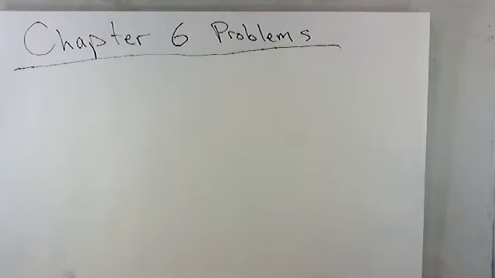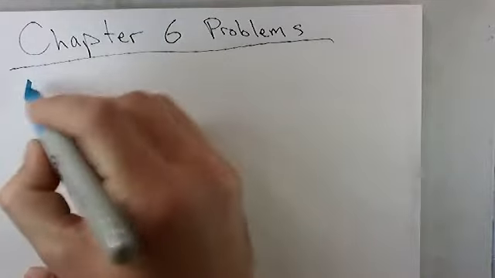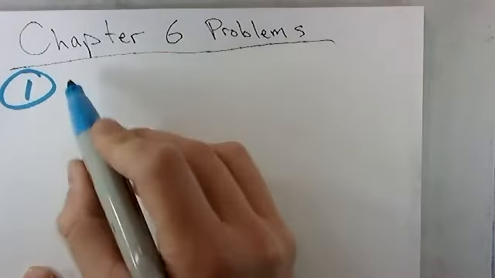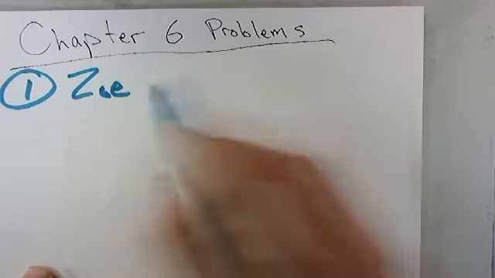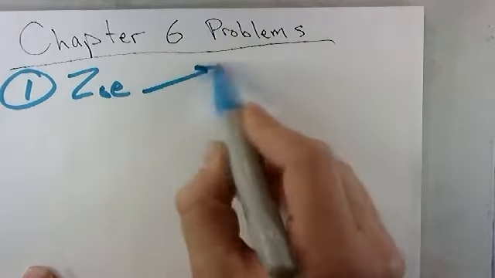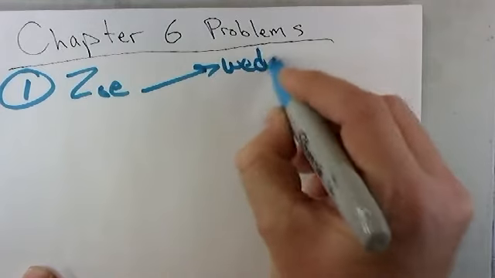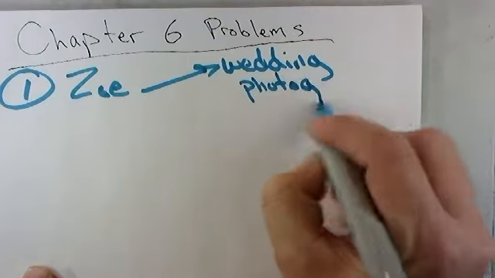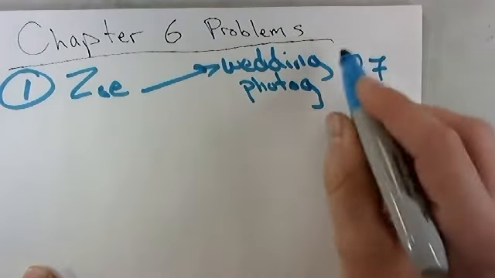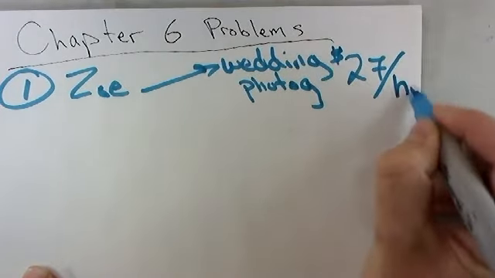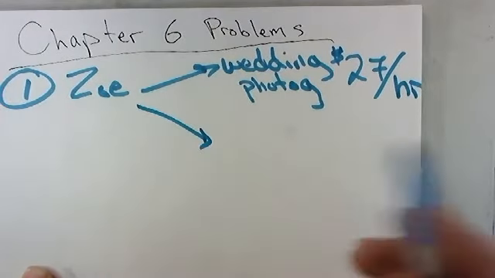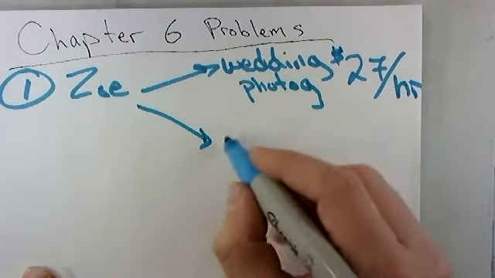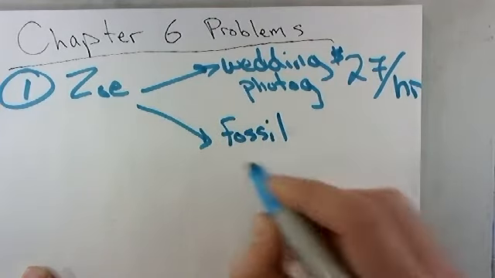Okay, so the first problem that we are given is number 1, where Zoe can decide between dividing her time between a wedding photographer, which pays $27 an hour, or a fossil collector. Zoe lives a very interesting life.